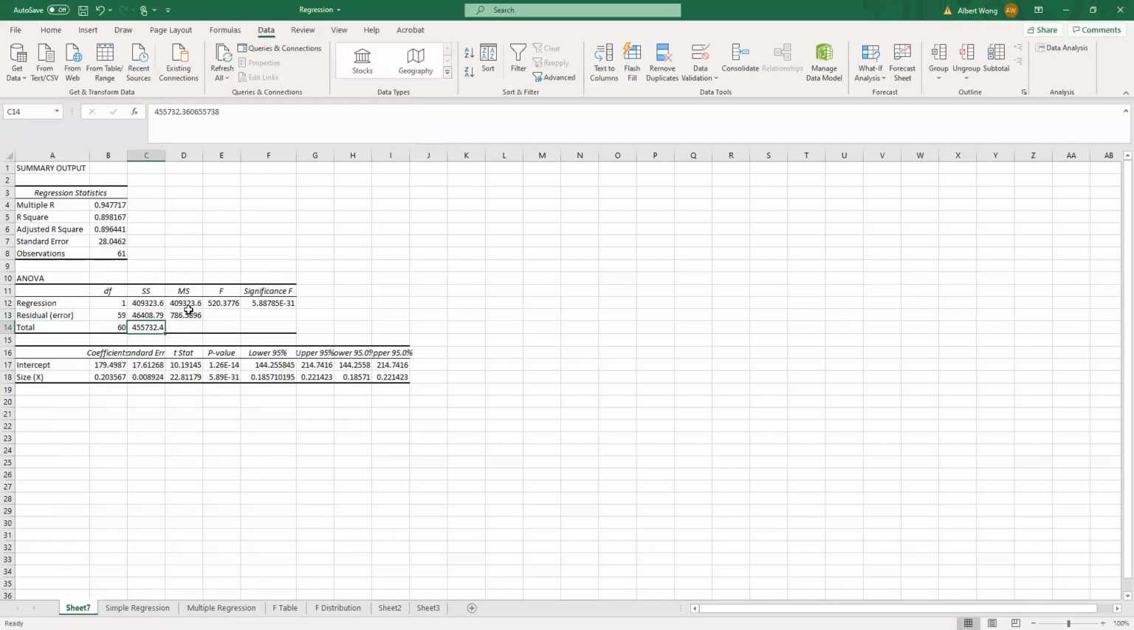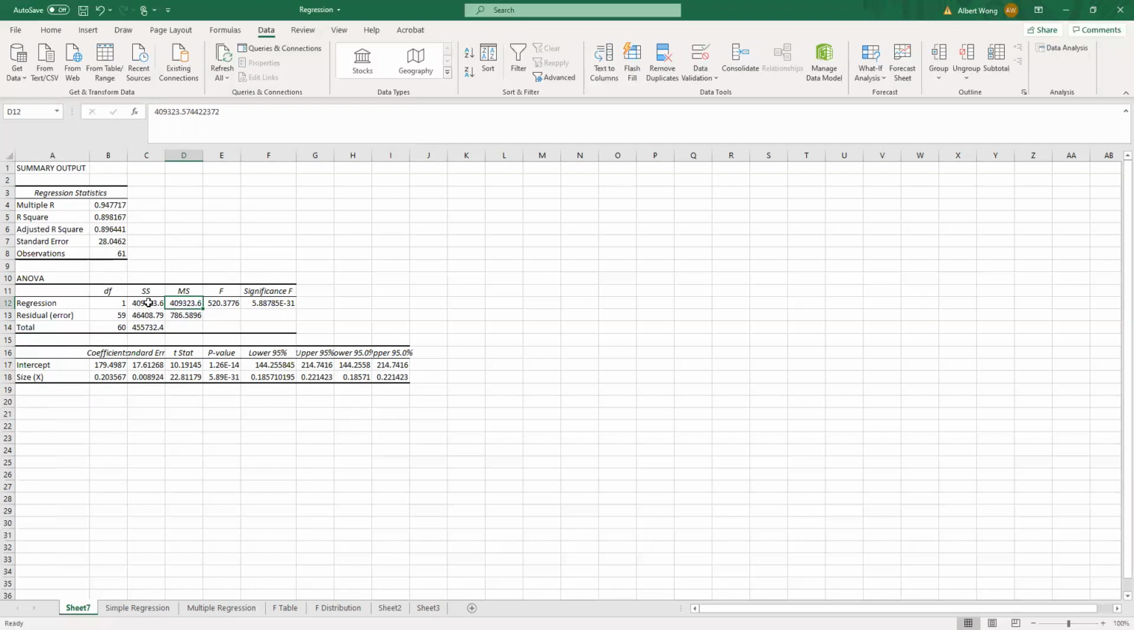The next column is MS. MS stands for mean square. So mean square is basically the sum of squares divided by the degrees of freedom. So the first one is MSR, the mean square for regression. So how do we calculate the mean square for regression?